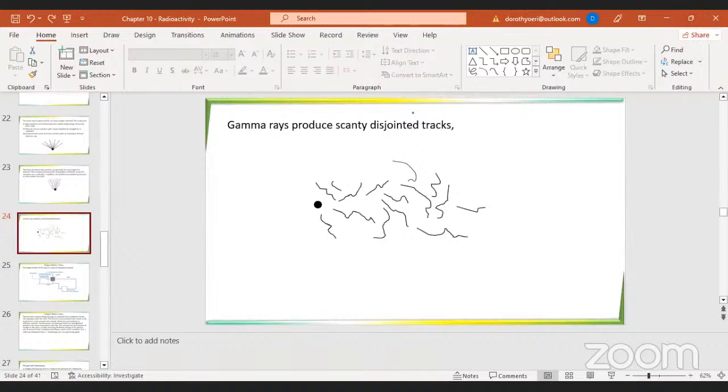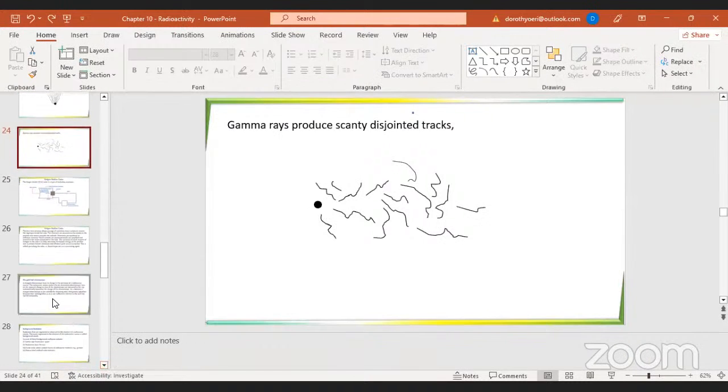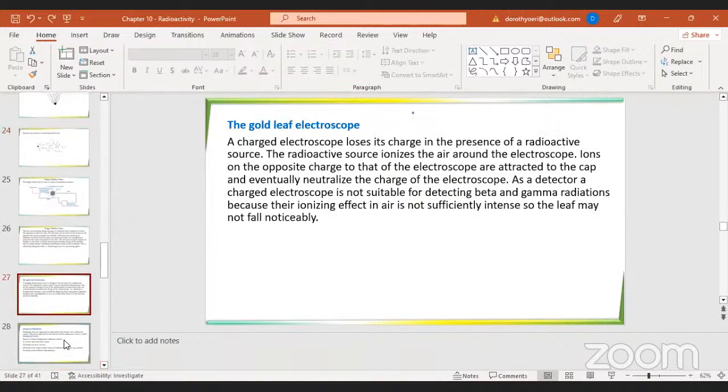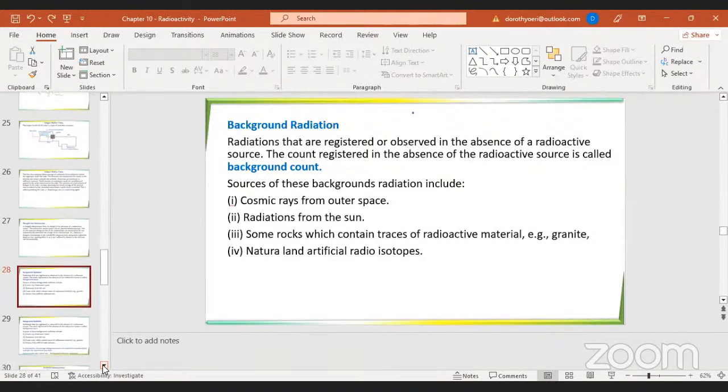Okay, if there's no question, we move on. I said that will be covered later. Detectors. I want to move on to background radiation.